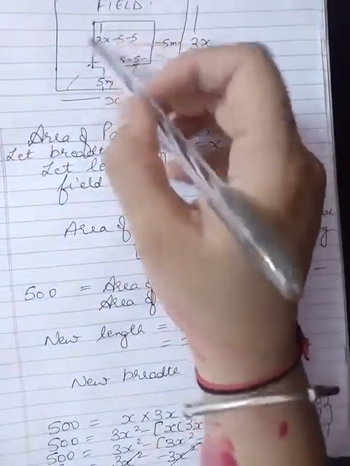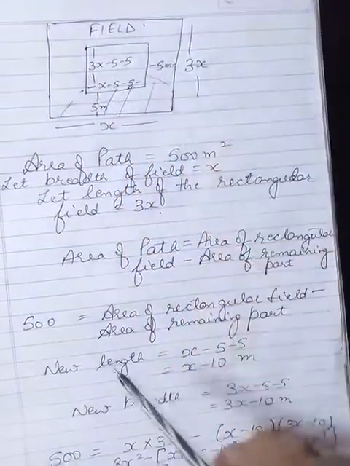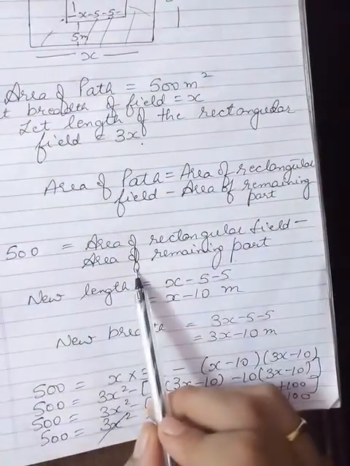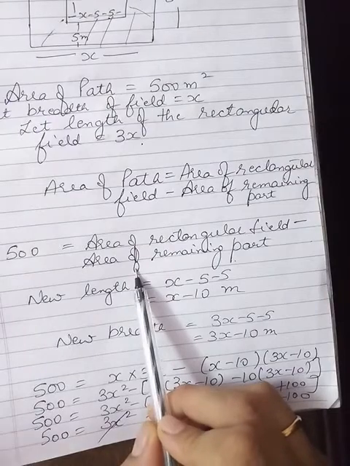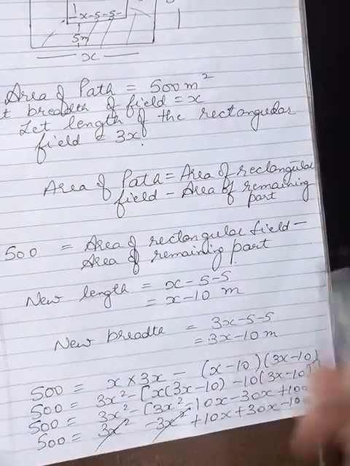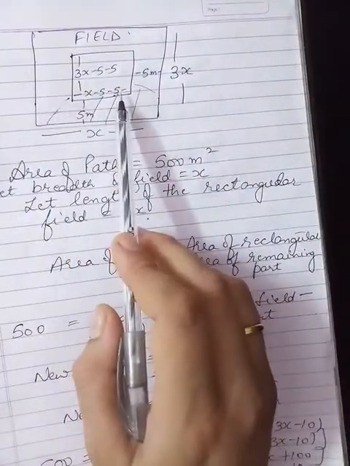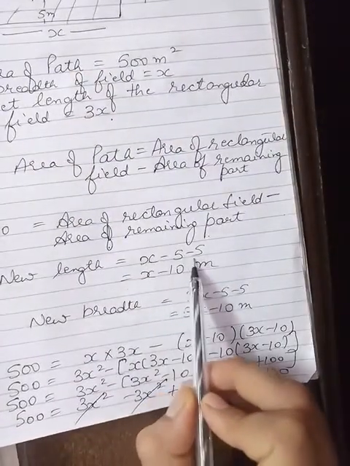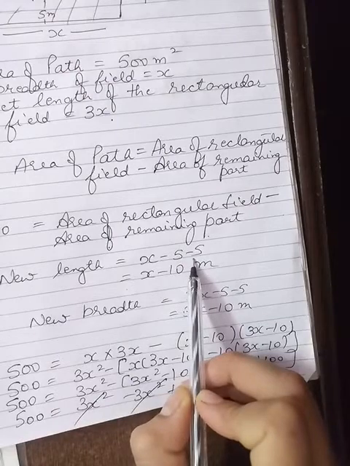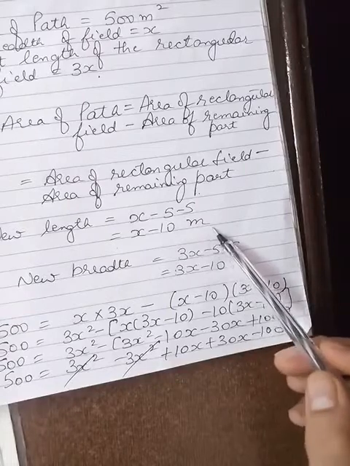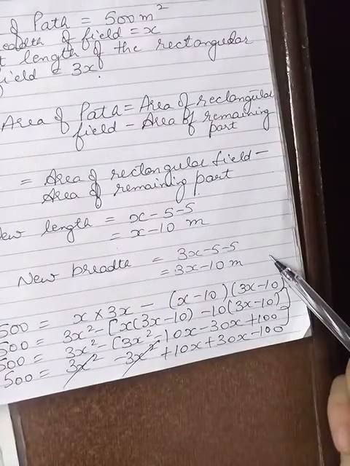To find the area of this path, we take the area of the whole field minus the area of the remaining portion. So the same we will use here, area of rectangular field minus area of the remaining part, but we don't have the length and breadth of the remaining part. First we will find the new length and new breadth. Because we construct the path inside the figure, length is reduced by 5 meter from both sides. So length will become x minus 5 minus 5, since on both sides it is reduced by 5. Similarly breadth will become 3x minus 5 minus 5. We got the new length x minus 10 and new breadth 3x minus 10.